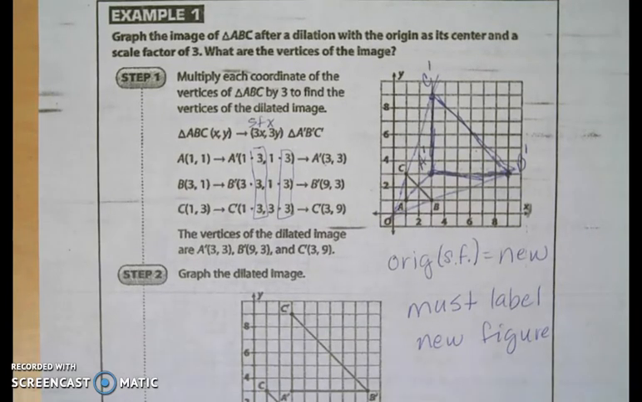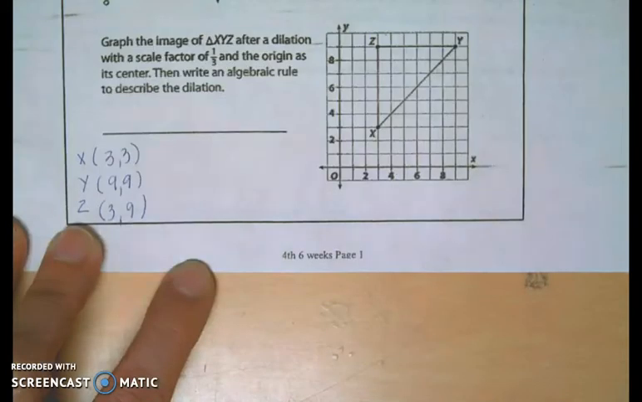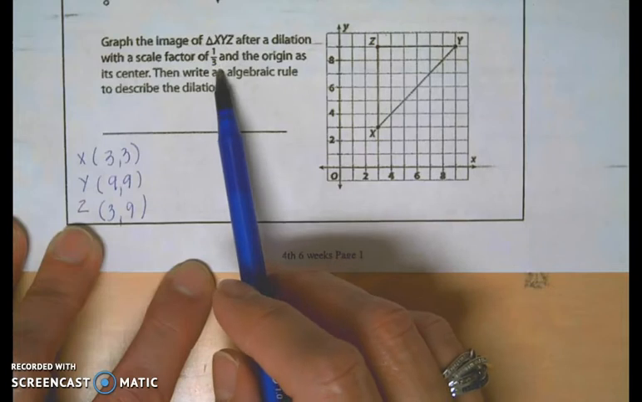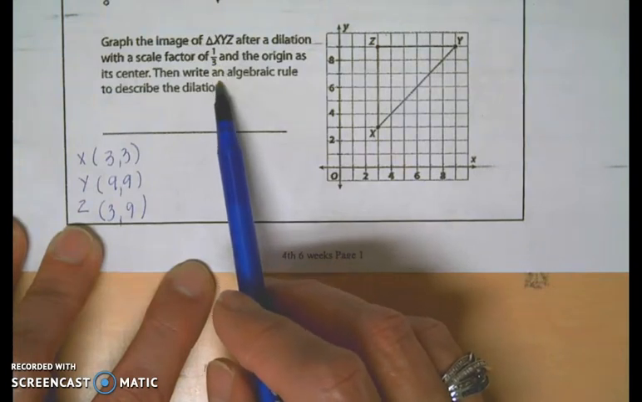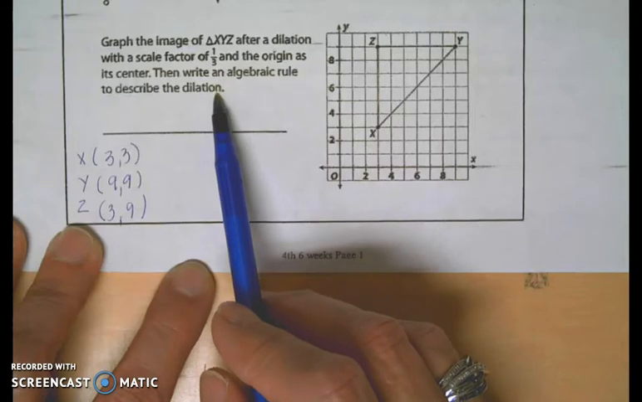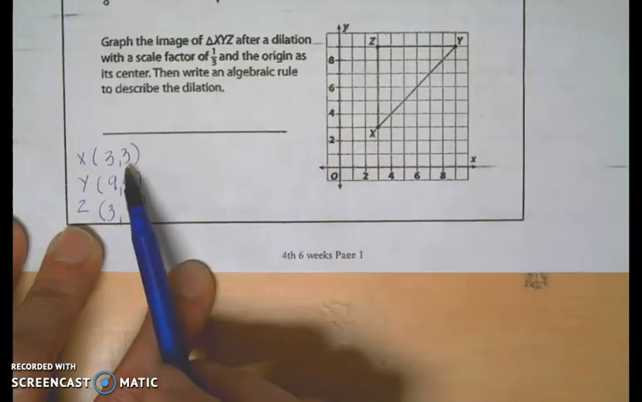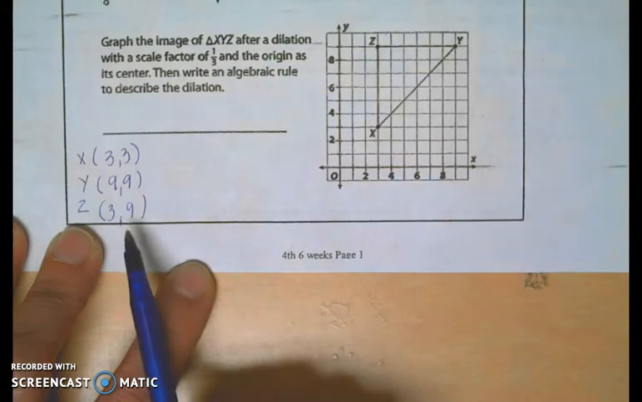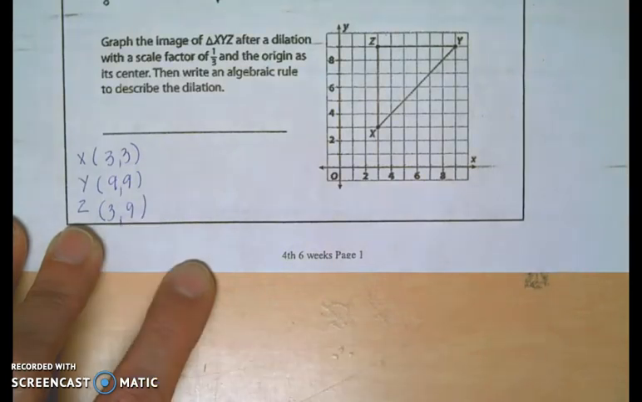Pause. It's your turn to try the next one. We're asked to graph the image of triangle XYZ after a dilation with a scale factor of 1/3 and the origin as its center. Then we're going to write an algebraic rule to describe the dilation. Our points originally started with x at 3, 3, y at 9, 9, and z at 3, 9. Each one of these is going to be multiplied by 1/3.